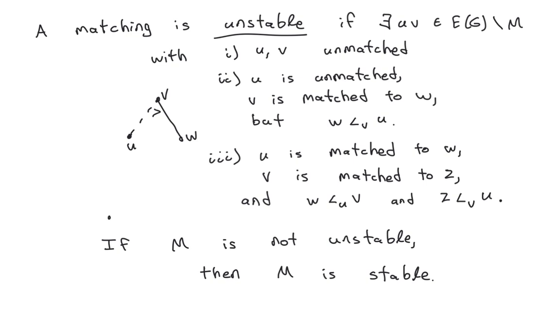You have a potential pairing, an edge UV. They are both matched. U is matched to W, V is matched to Z, but they would prefer each other. Then both could break off their current matchings and match, and they'd be happier together. If M is not unstable, then we call it a stable matching. A stable matching is one where for every unmatched edge, one of the two endpoints prefers their current matched partner.